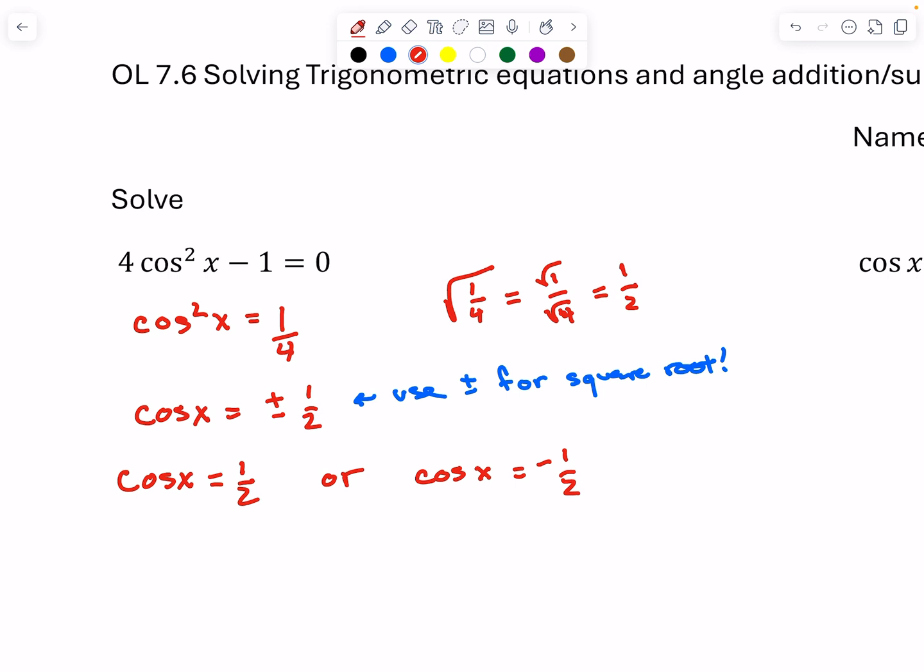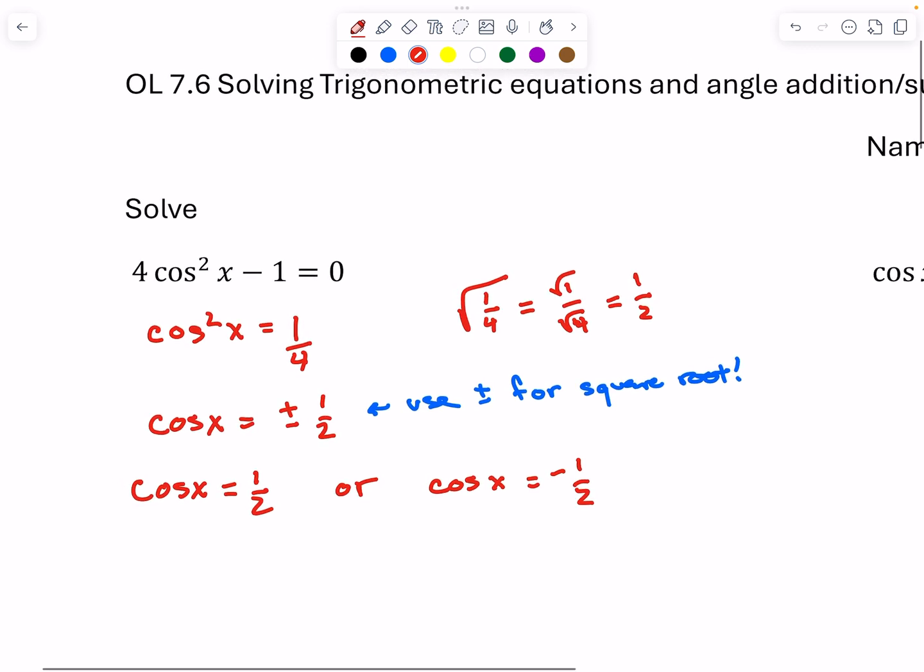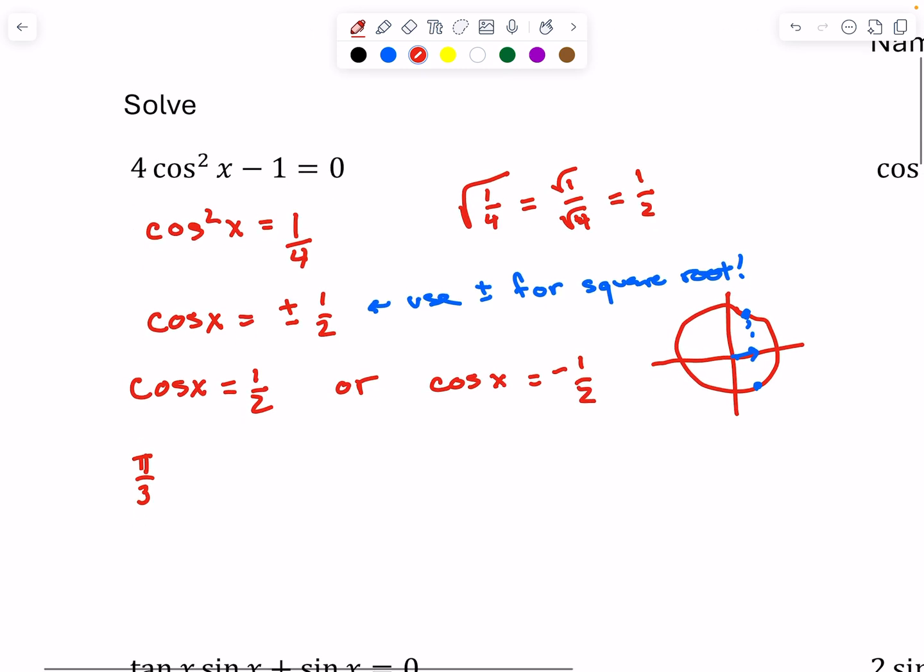We've got x coordinate 1/2. X coordinate is 1/2 over here. 60 degrees up, 60 degrees down. I'm going to use radians because that's good for you. Pi over 3 is 60. And 5 pi over 3 is 300 degrees.